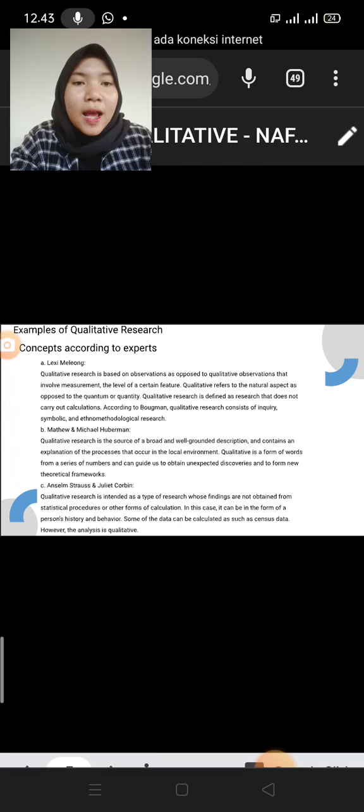Third, Anselm Strauss and Juliet Corbin. Qualitative research is intended as a type of research whose findings are not obtained from statistical procedures or other forms of calculation. In this case, it can be in the form of a person's history and behavior. Some of the data can be calculated, such as census data, however, the analysis is qualitative.